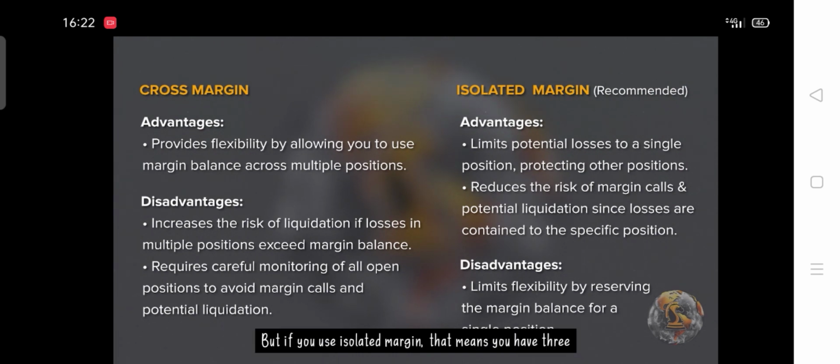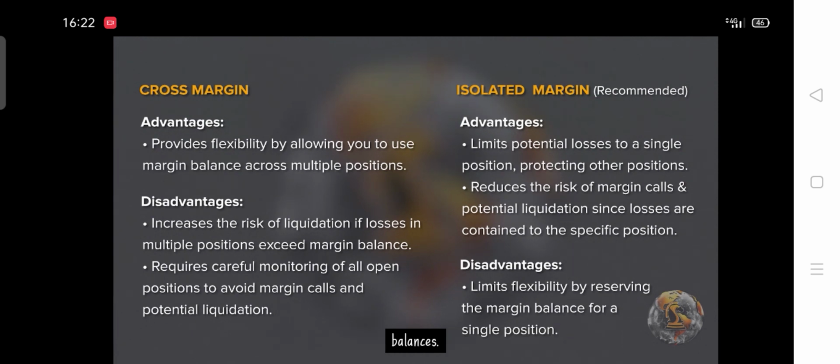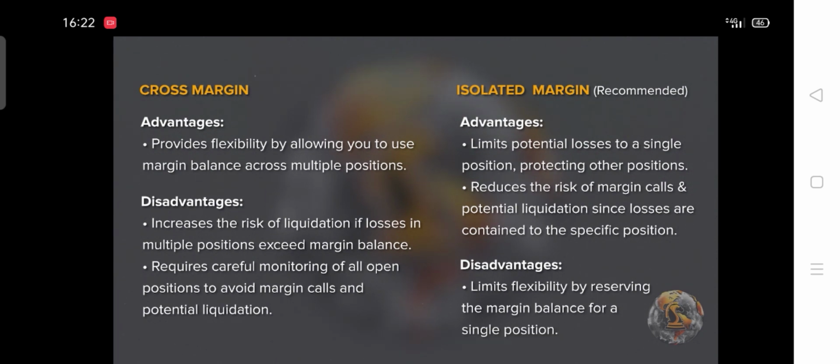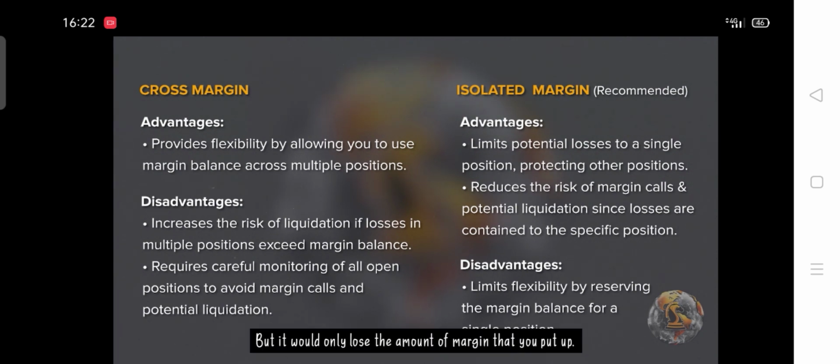But if you use isolated margin, that means you have three separate positions, each with three separate margin balances. So if the SHIB trade went down, even if you forgot your stop loss, it would go to a liquidation point, but it would only lose the amount of margin that you put up. The Bitcoin and the Ethereum trades that are in profit would not be affected at all. They would still be fine. They would still be moving. So I still say for everyone, but especially for new traders, isolated margin only.